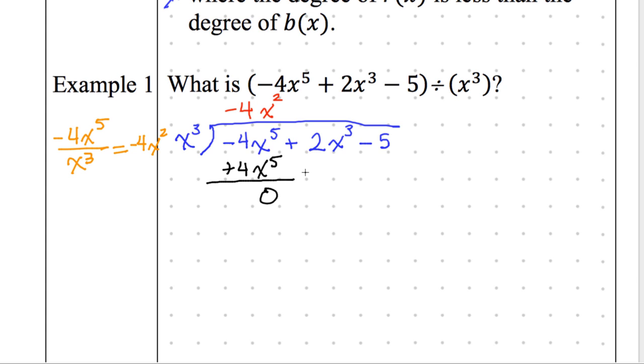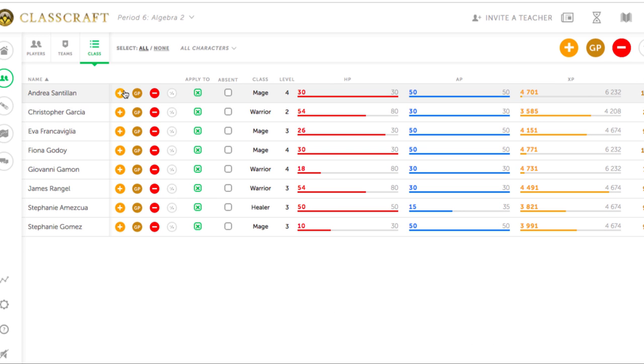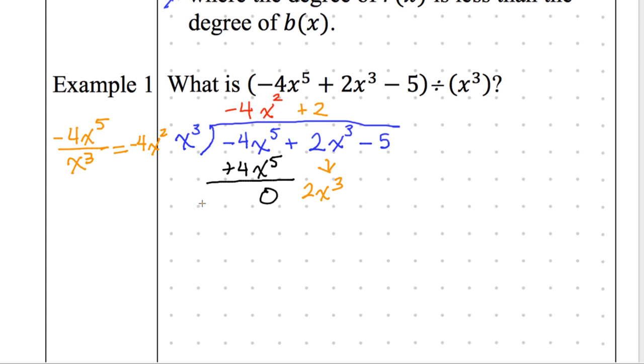Eva wants to go again, but I want to give it to someone else if possible. Andrea, go for it. Bring down the 2x. Okay, bring it down. 2x to the third. And how many times does x to the power of 3 go into 2x to the power of 3? 2 times. Sure. Thank you, Andrea. Just making sure. All right.